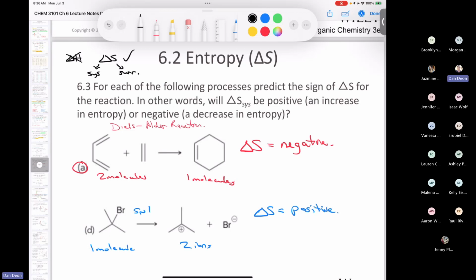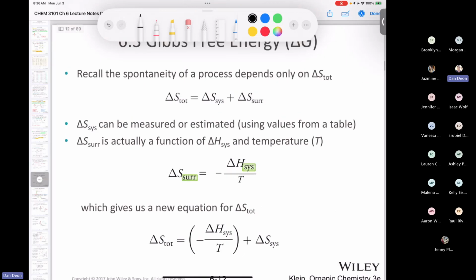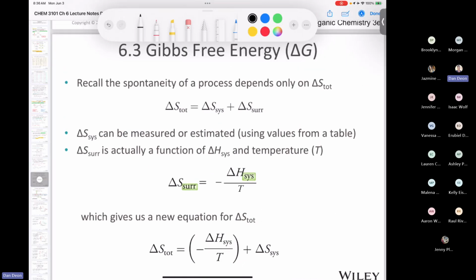So the system is just another word for our reaction vessel, and then the surroundings is the area surrounding our reaction vessel. So let's take a look here. Recall the spontaneity of a process relies on the total entropy. So total entropy is the entropy of the system, which again is nothing more than a fancy way of saying your reaction, and then the surroundings is just the area around your reaction.